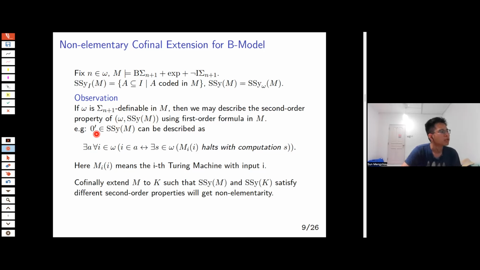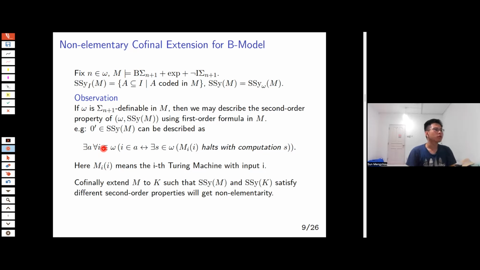So let's say, for example, that we can describe this fact: zero jump is in the standard system. We can say that there's a code A such that this code A codes the halting problem, which means that for any i in omega, i is in A if and only if there's a computation s, where s should also be in omega, such that the Turing machine with input i halts with computation s, and this part can be expressed by a delta zero formula, which means that no matter whether you do the computation inside M or inside omega, they give the same result. So this A will correctly record zero jump.